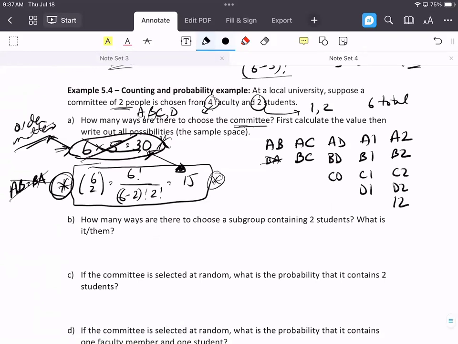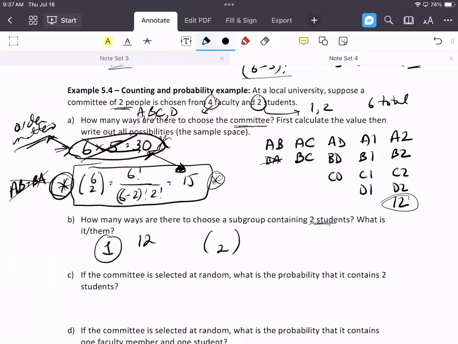How many ways are there to choose a subgroup containing 2 students? And what's that combination? Well, we only see one way. Okay, there's just one way, and that combination is 1, 2 right here. Could I do that using the combinations where order doesn't matter? Yes. Remember, we're choosing a committee of 2.